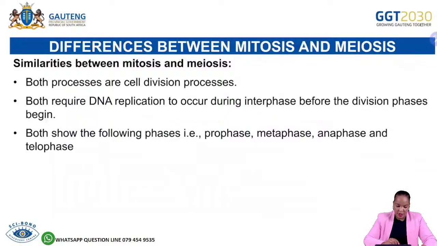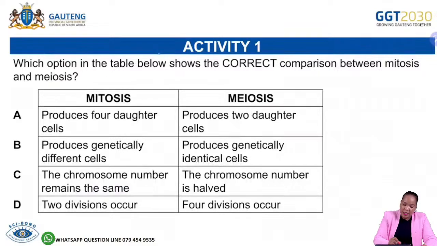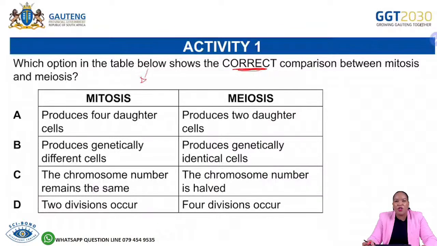Now, the question asks: which option in the table below shows the correct comparison? Please make sure that you highlight. When you are going through a question, you need to check what they are asking you for. Here they want the correct comparison between mitosis and meiosis. You did this just now, the last thing that you did with Vedika, so you might remember it off the top of your head. I would like us to go through this question together.